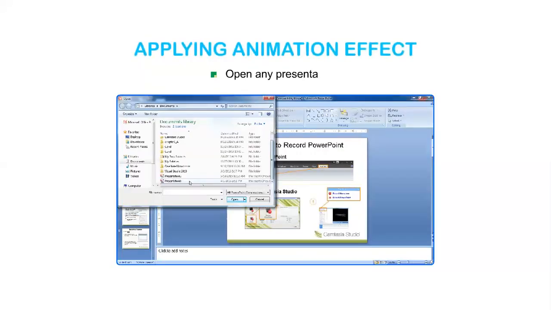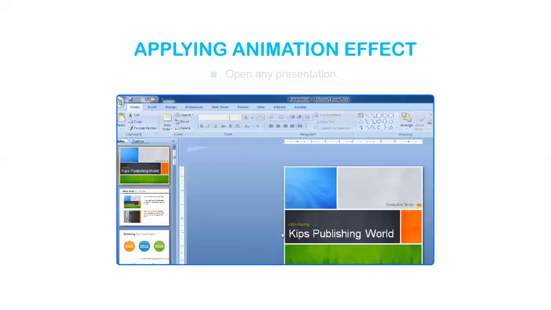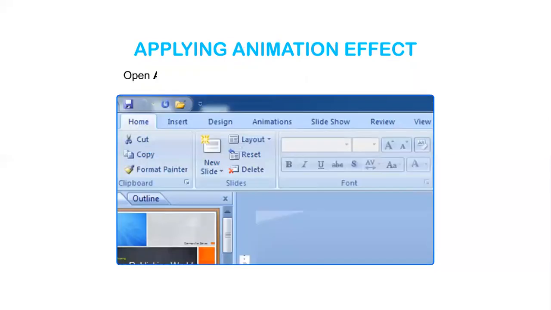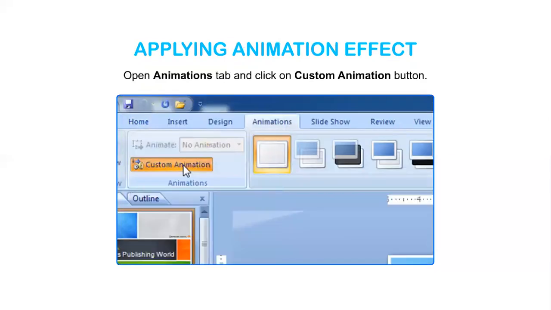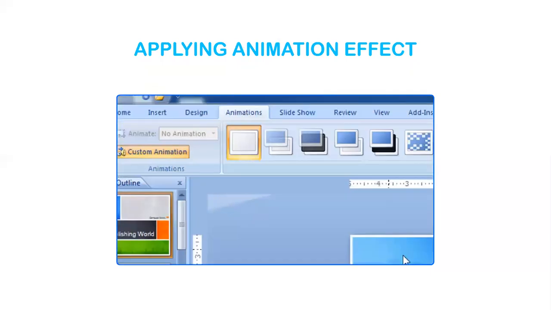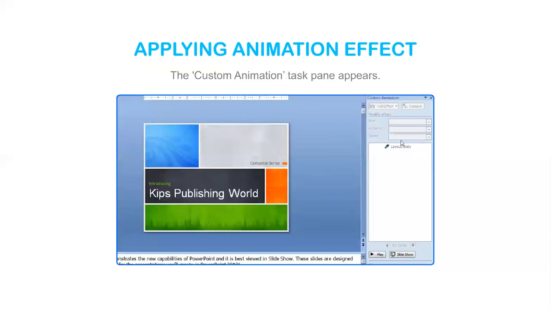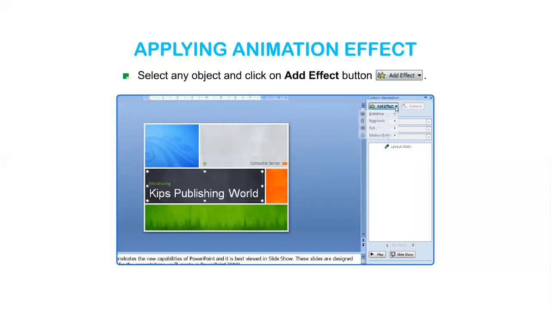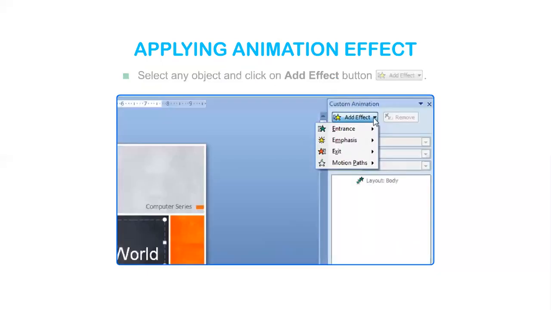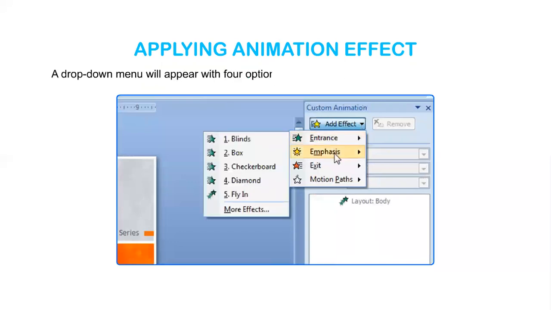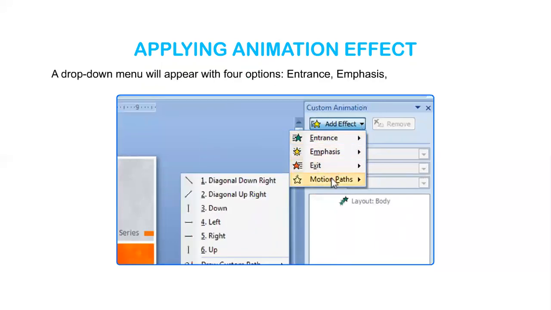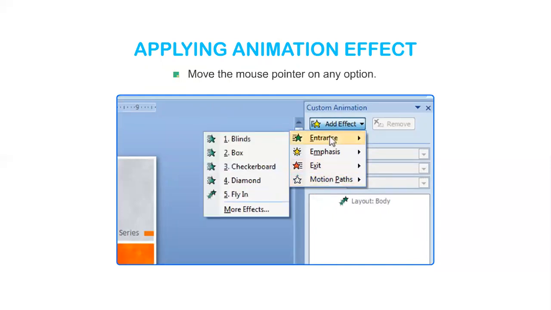Open any presentation. Open Animations tab and click on Custom Animation button. The Custom Animation Task pane appears. Select any object and click on Add Effect button. A drop-down menu will appear with 4 options: Entrance, Emphasis, Exit, and Motion Paths. Move the mouse pointer on any option. It will display more options.